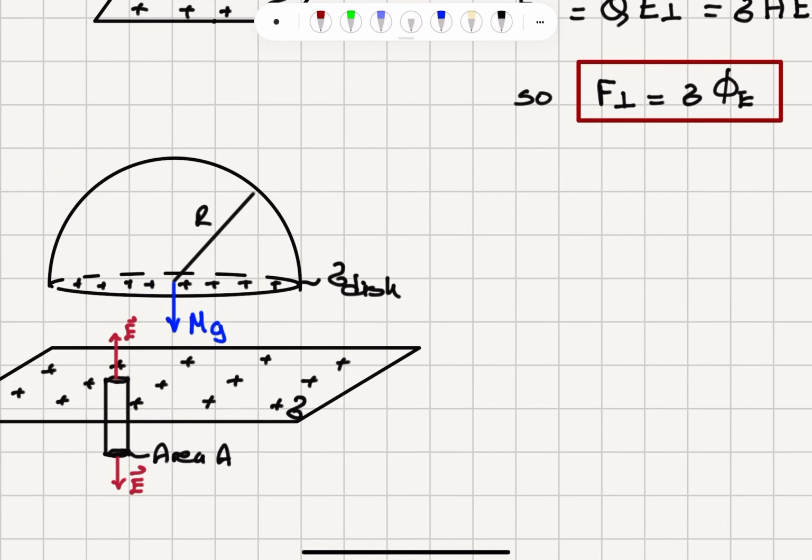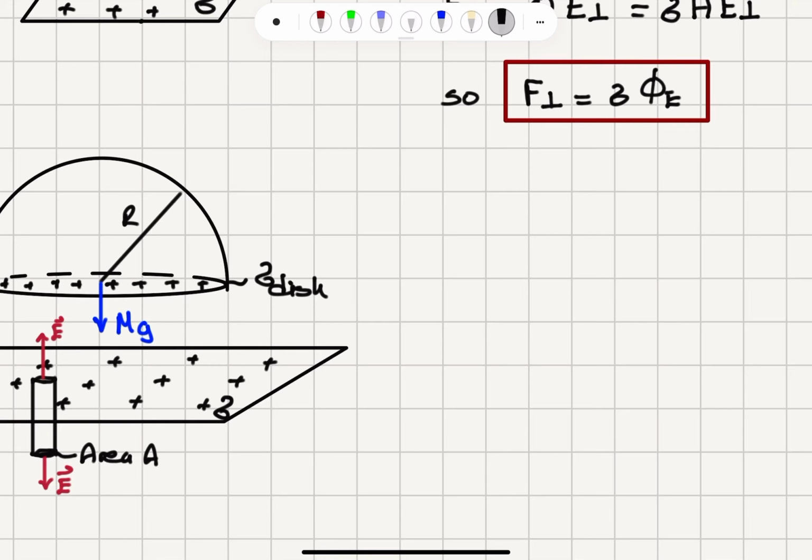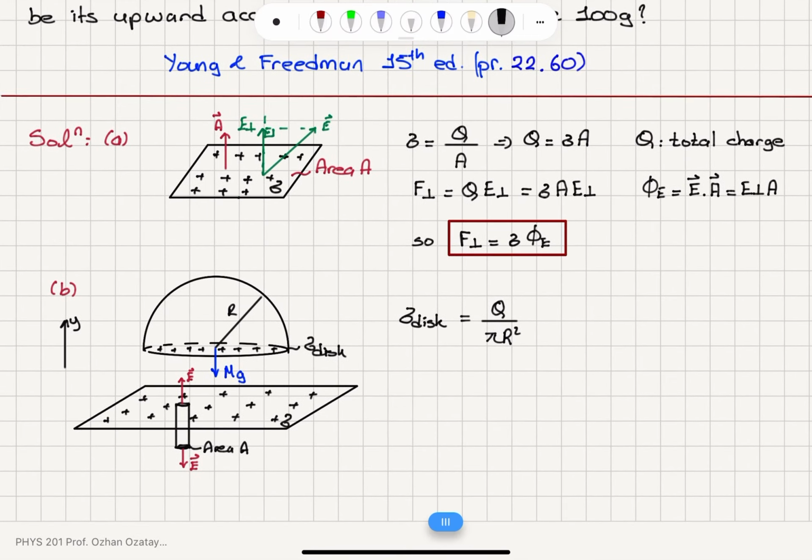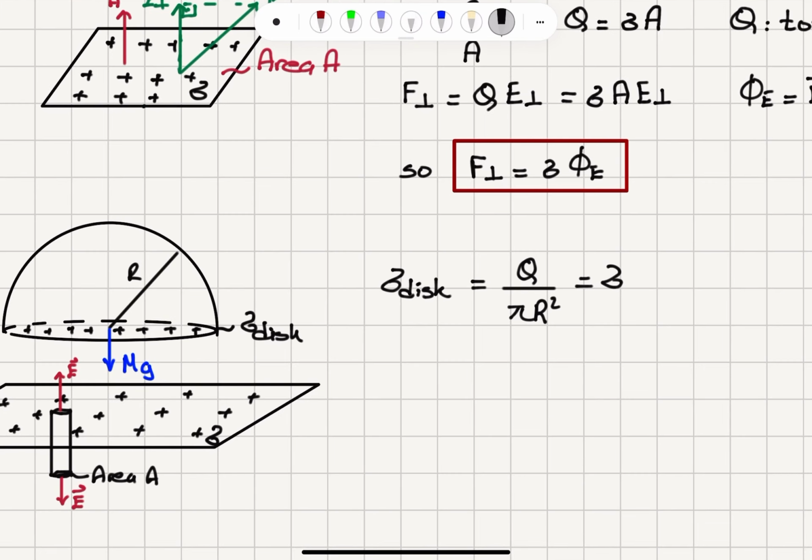Now, what is the charge density on this disk, which is the flat circular surface? Sigma disk is going to be equal to the total charge on the flat circular surface Q divided by its area, pi capital R squared. All right, and this is what we call sigma in the problem statement. Now, what is the electric field due to an infinite sheet of charge?